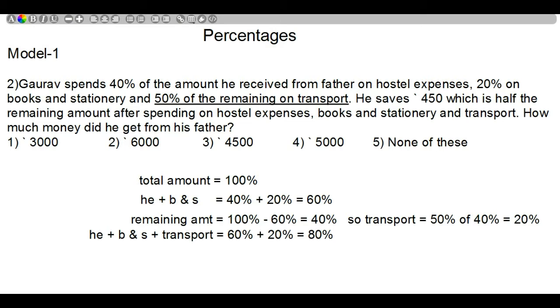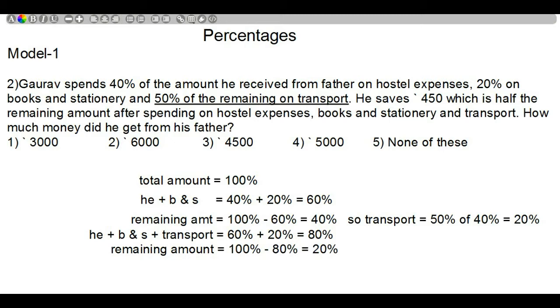Now going by the next part of the question, he saves rupees 450, which is half of the remaining amount after spending on hostel expenses, books and stationery and transport. So after spending on these three areas, the remaining amount is 20%. Why? Because the total of these three expenses is 80%. So we can say that the total is 100%, and the remaining amount after this will be equal to 20%. That is 100% total minus these three expenses 80%, which is equal to 20%.